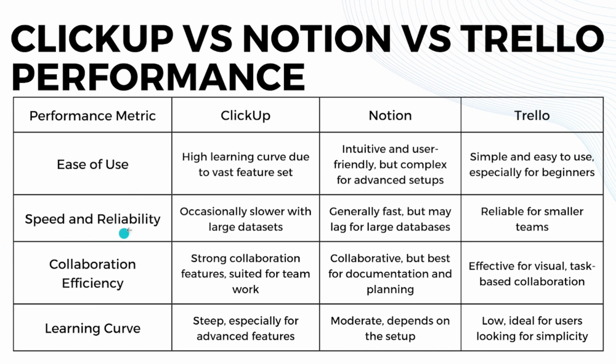For speed and reliability, ClickUp is occasionally slower with large data sets. Notion is generally fast, but may lag with a large database. Trello, on the other hand, is very reliable for smaller teams.